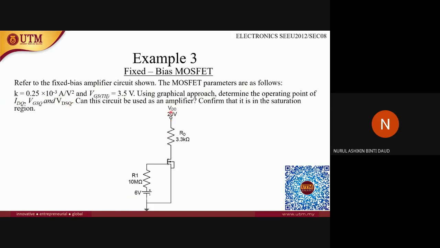All right, so this is given to you: 20 volts at VDD, the source voltage, and resistor RD of 3.3 kilo ohms. This is an N-channel E-MOSFET because the arrow is facing towards the gate. So this is the gate, this is the drain, and this is the source, right? At the gate here, there is a resistor of 10 mega ohms, and then another 6 volts is applied to this gate here, right?